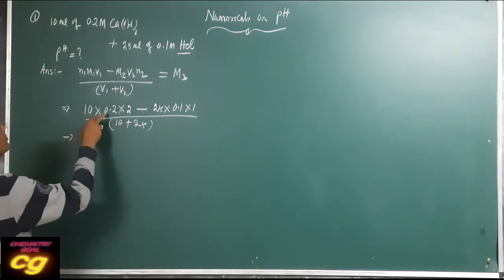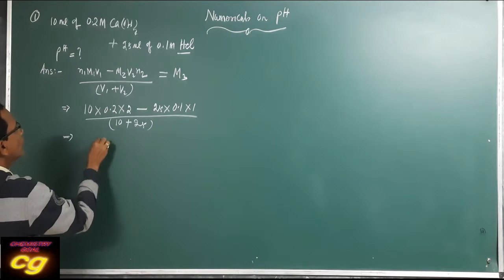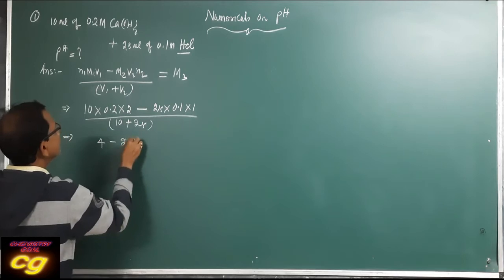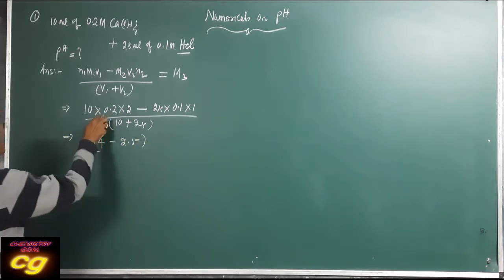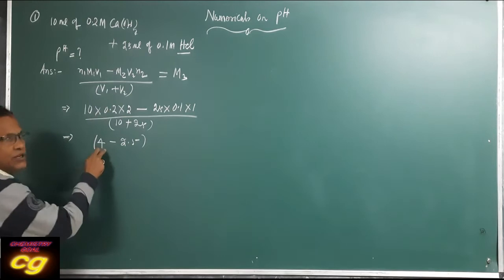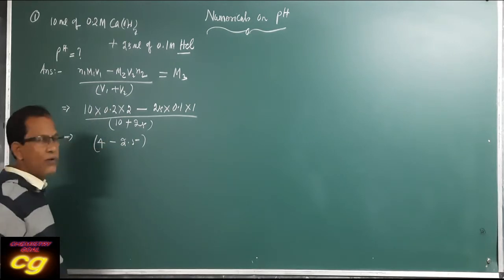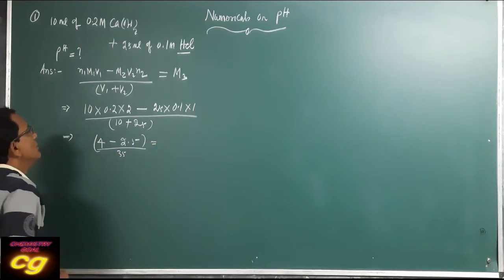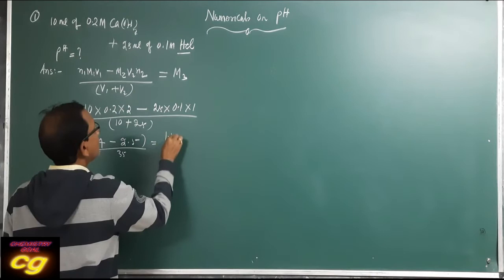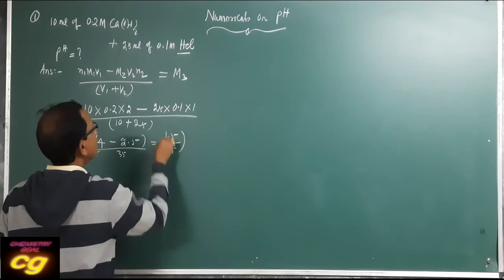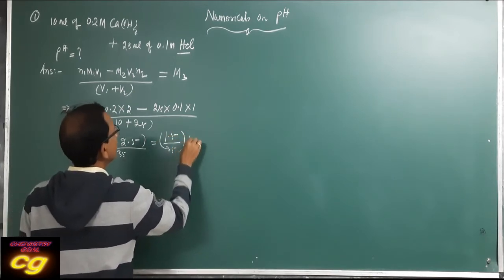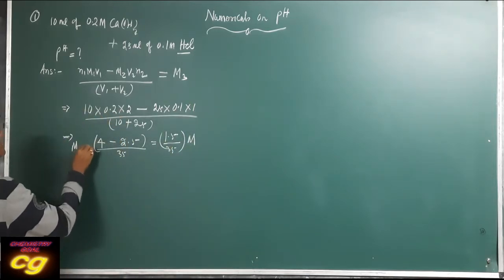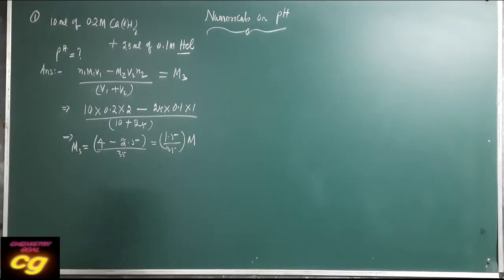Okay, then here how much? 10 into 0.2 into 2, that is 4, minus here 2.5. So the base part has higher concentration, that's why 4 minus 2.5 upon 35. So the result is 1.5 upon 35 M. This is your molarity M3 value. M3 is equal to 1.5 by 35.